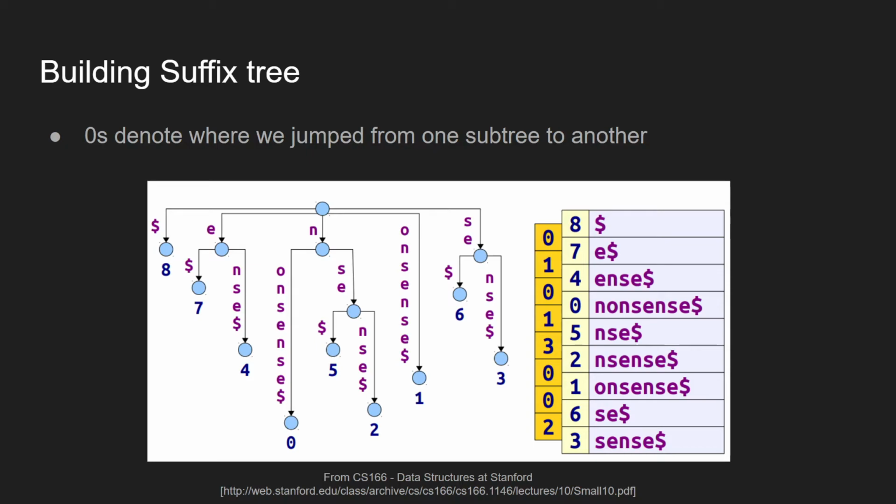Notice that zeros happen when we jump from one subtree to another, indicating that there are no common prefixes, because we basically follow a completely new path from the root. So the root has 4 children, hence there are 4 zeros.